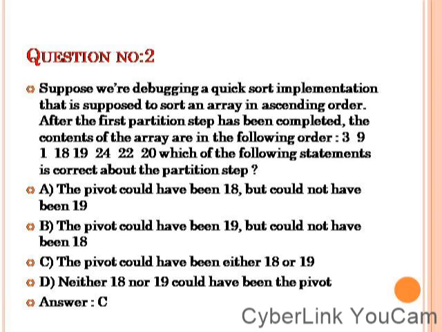Option A: the pivot could have been 18 but could not have been 19. Option B: the pivot could have been 19 but could not have been 18. Option C: the pivot could have been either 18 or 19. Option D: neither 18 nor 19 could have been the pivot. Here our answer is C.